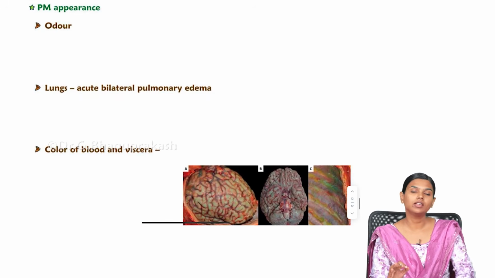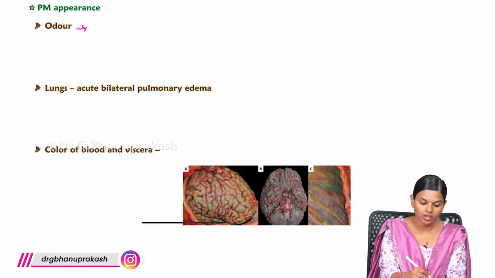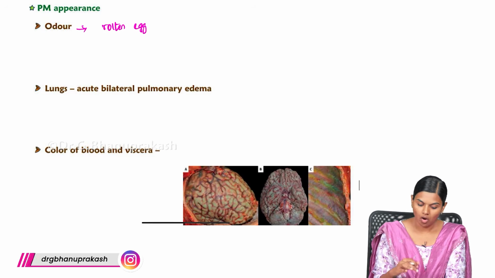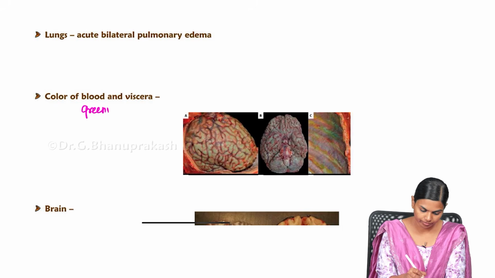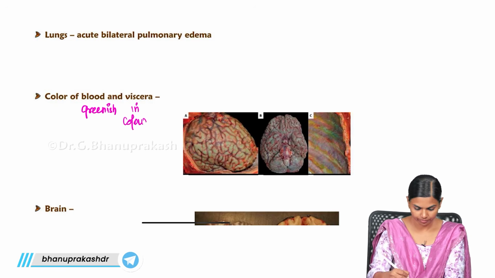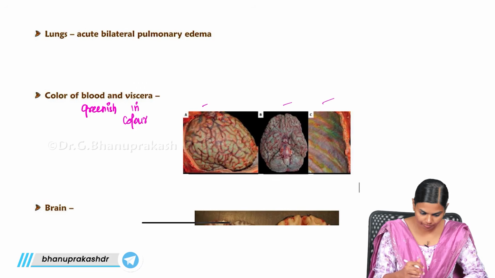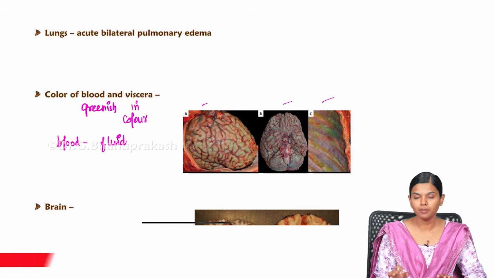And an important thing in hydrogen sulfide is this post-mortem appearance. You will be getting that rotten egg smell. This rotten egg smell will be seen even in the dead bodies, and all the body, all the organs, everything will be greenish in color. So, there will be greenish discoloration of all the tissue and blood, and the blood will remain fluid. So, this is about the blood and viscera.